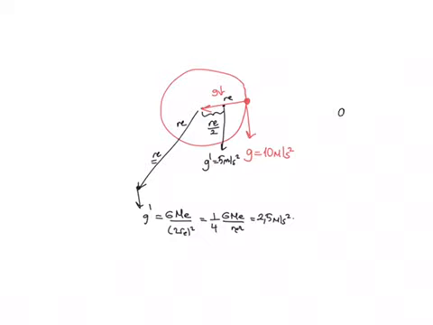So the gravity depends on the mass of the planet. As the mass of the planet increases, the gravity increases, and with the square of the radius of the planet, when you increase the dimension, the gravity decreases.